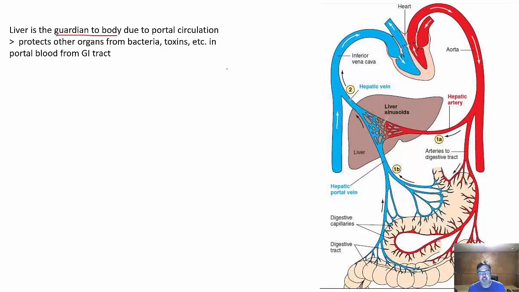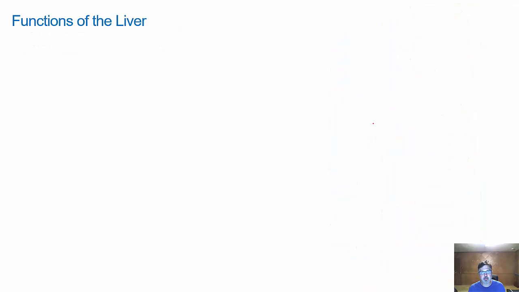Now, like I mentioned, the liver is the guardian to the body. It's going to have that first pass where all the blood is coming in from the visceral organs before entering into the rest of the body. We'll take a look at its role here in a little bit. But in the meantime, let's take a look at some of the major functions of the liver.